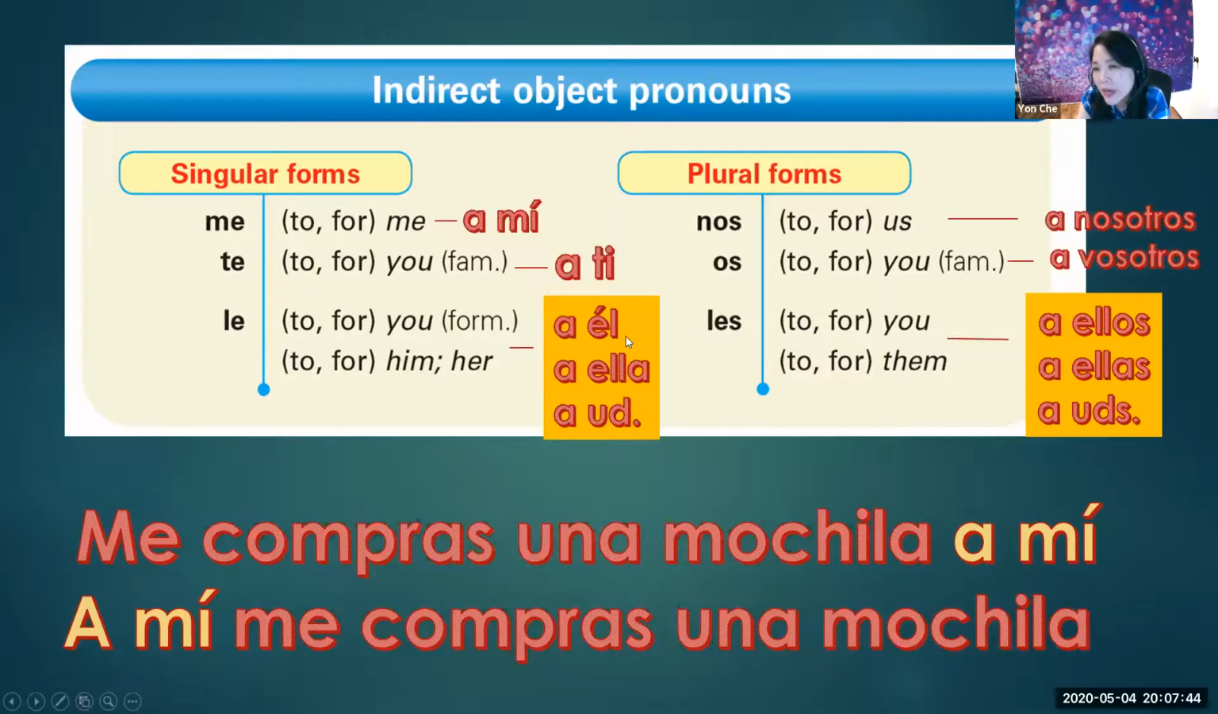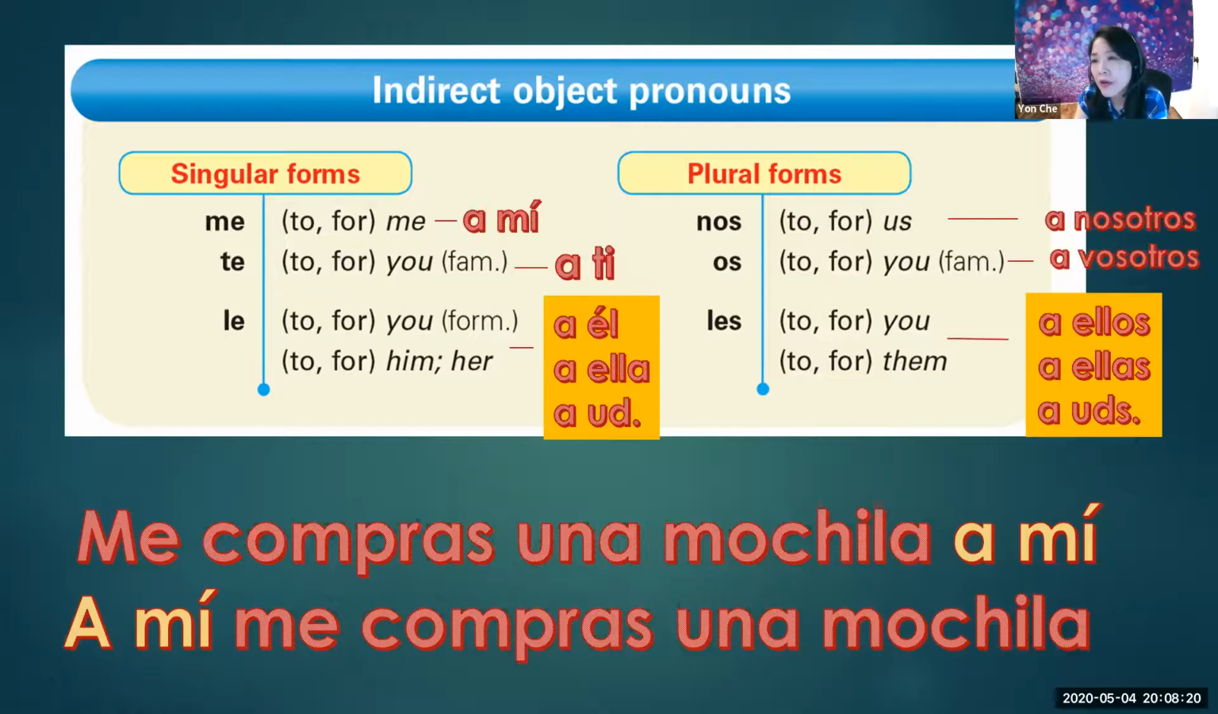You can put a pronoun like this, le compro una mochila a él. You can put a name if you want to, le compro una mochila a José. Okay? Le compro una mochila a ella, o le compro una mochila a María. Le compro una mochila a usted. All right, so I covered this in the previous slide. So you might want to go back if you already forgot what these a él, a ella, and etc. are for, le and les.